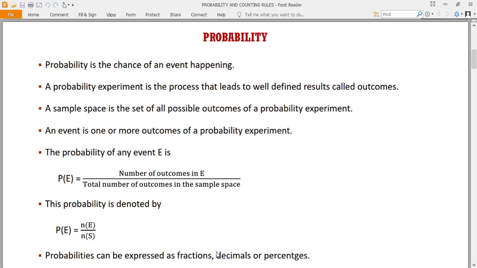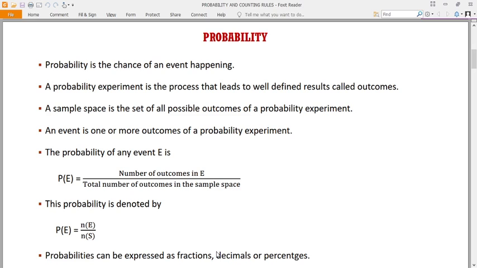For example, I've given an example of tossing a coin. A coin has a head and a tail. So meaning if I toss a coin, I expect to get either a head or a tail. So there I have two outcomes. So my sample space is 2. If I roll a die, it has 6 faces. So the sample space for that particular case will be 6. So I expect a total of 6 outcomes.